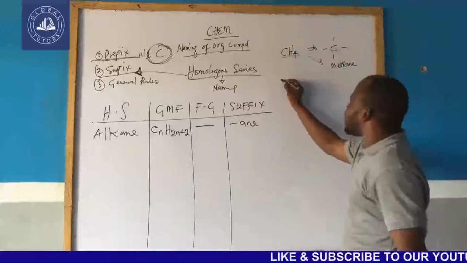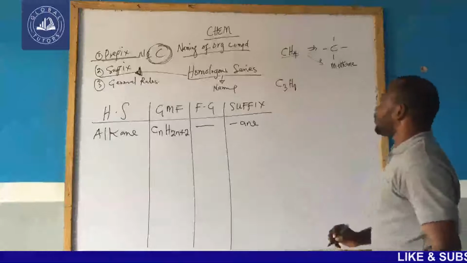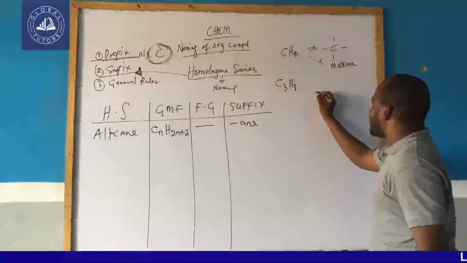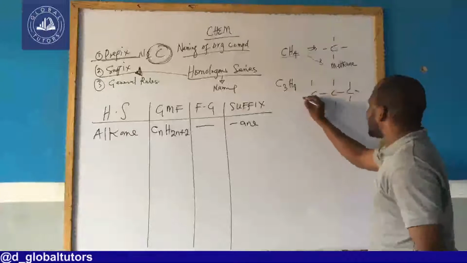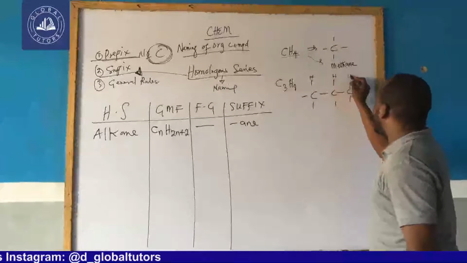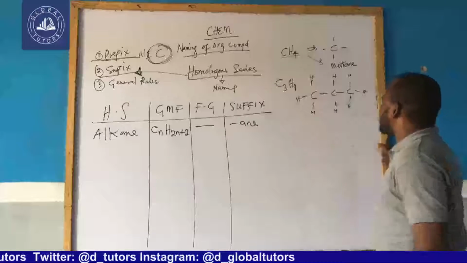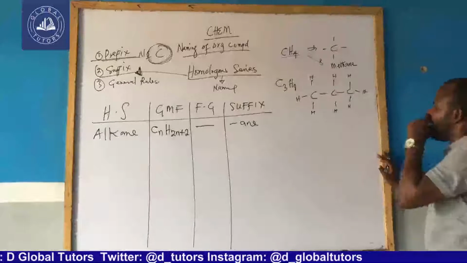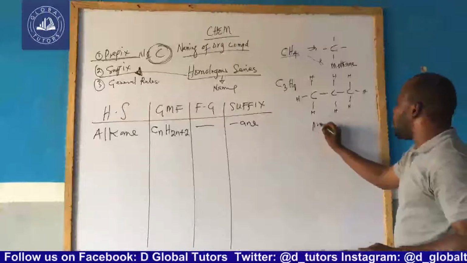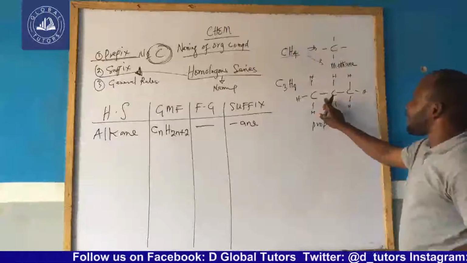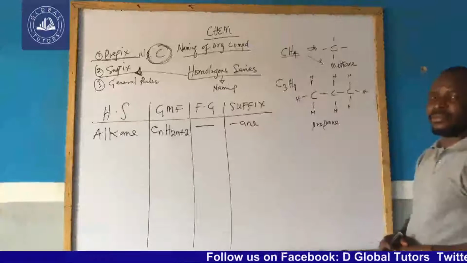If you consider this one, C3H8. Now how do we draw that? We have C3H8, so this is H, H, H, H, H, H, H, H. Now 1, 2, 3. I said 3 is what? Prop. Now this family is what? Alkane. So this becomes propane.